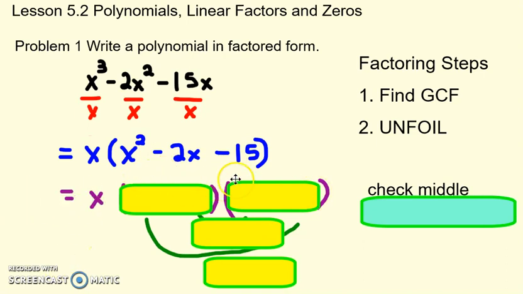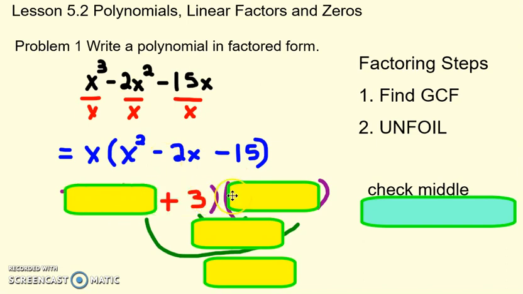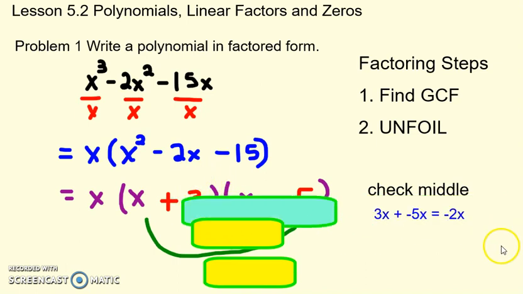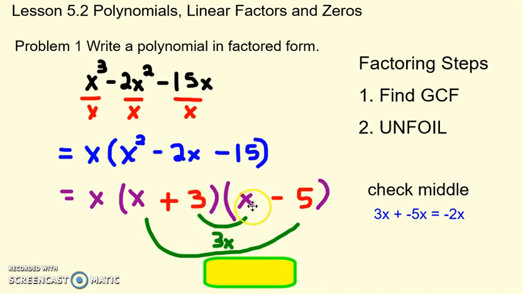So next thing I want to do, I'm going to factor this. 2 factors multiply to negative 15 and add to negative 2. So 3 and negative 5 multiply to negative 15. So to see if this is correct, I'm going to check the middle. So I'm going to go 3 times x is 3x. Negative 5 times x, negative 5x. And I'm going to add them. 3x plus negative 5x is negative 2x. So it is factored correctly.